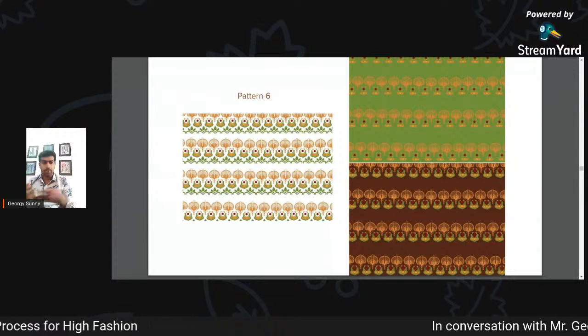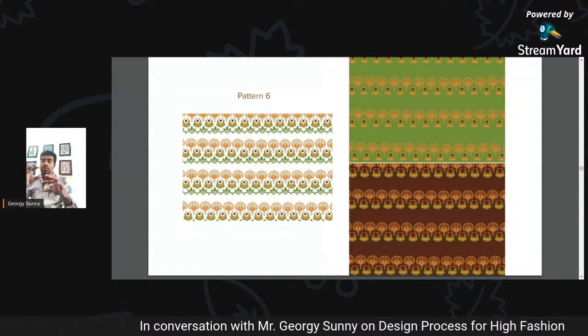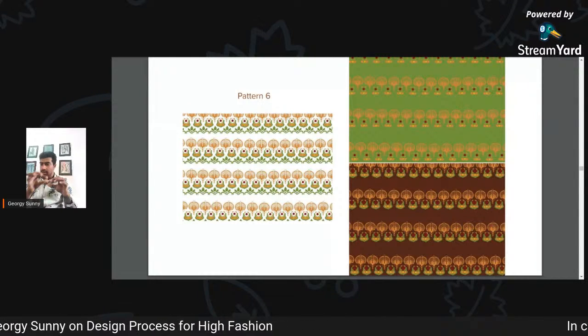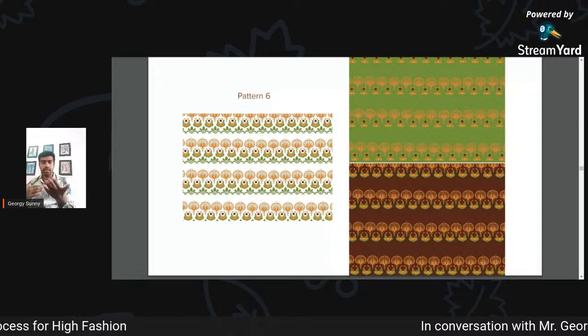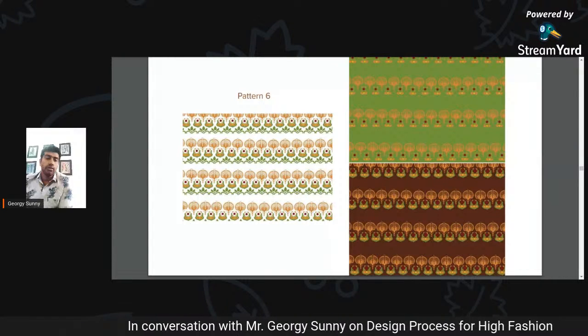So keep exploring. This is a very beautiful example of how she has taken a smaller element, varied it in different sizes, and started putting it together. The same sizes she has made into lines and rows. Amazing patterns are coming. Just changing the colors gives you n number of print directions from this. Next, please.